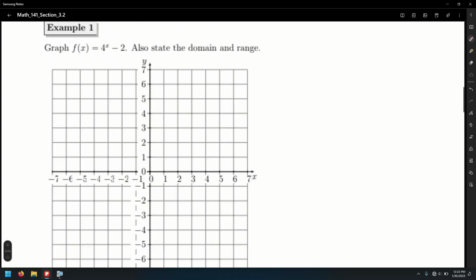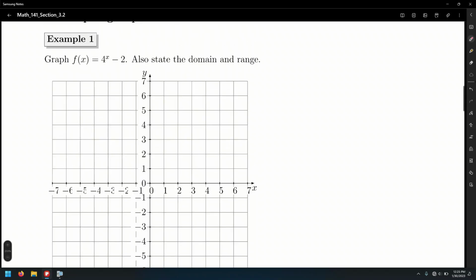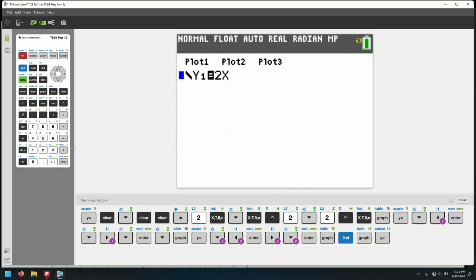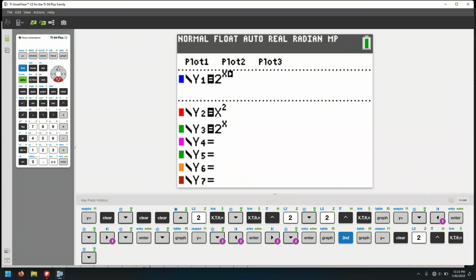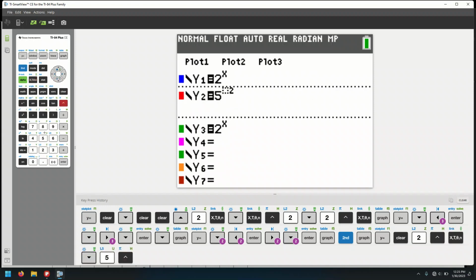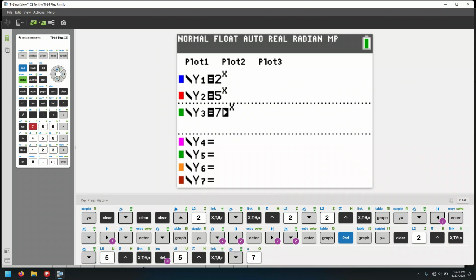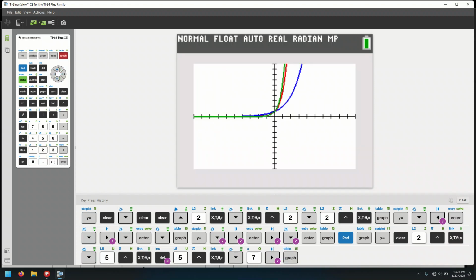Well, in this case, 4 to the x, 2 to the x, 7 to the x, 5 to the x, they are going to have approximately the same shape. And in this case, we are not really looking at precise values. I mean, if you want, why not? Let's plot some. So 2 to the x, 5 to the x, I don't know, maybe 7 to the x. Let's graph them and see the differences.